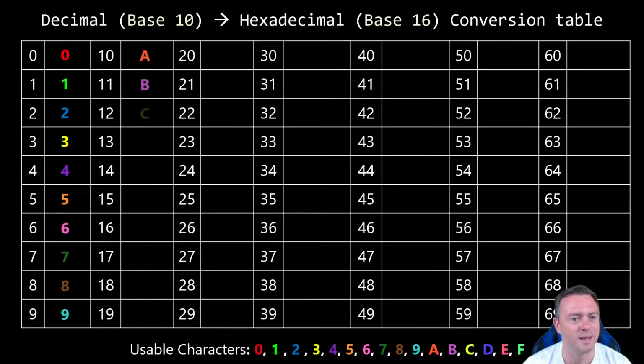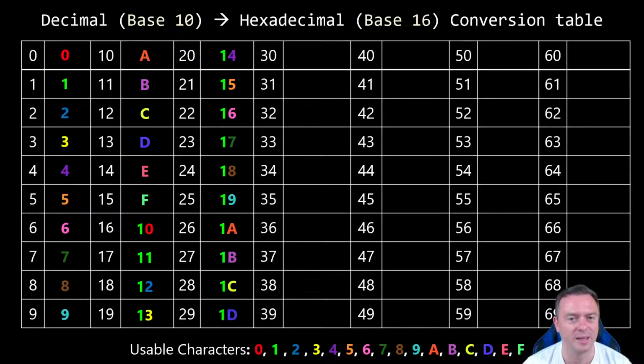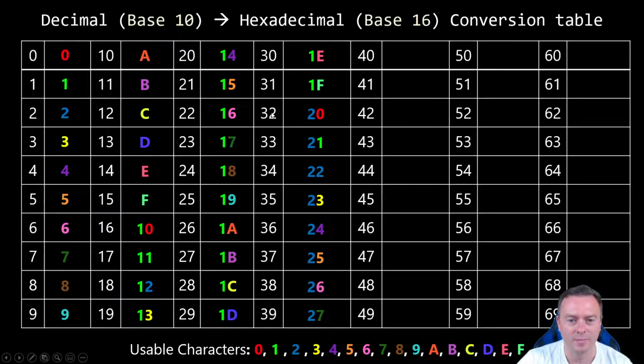So A, B, C, D, E, F, 10, 11, 12, 13, 14, 15, 16, 17, 18, 19, 1A, 1B, 1C, 1D, 1E, 1F, 20. So 2 lots of 16 is 32. That's why that's a significant point. Right, so then 16 basically allows you to group it in those columns like so, right?